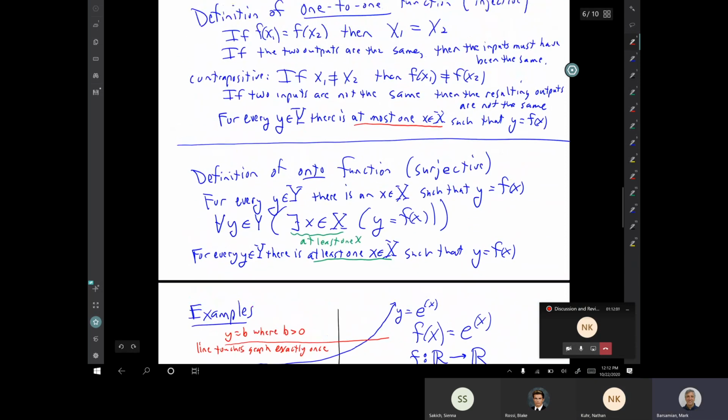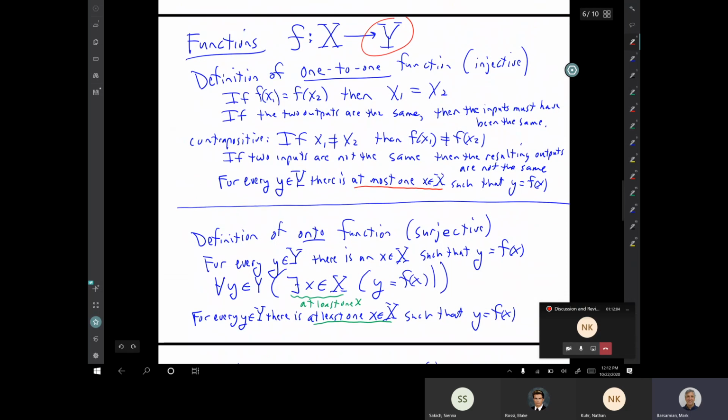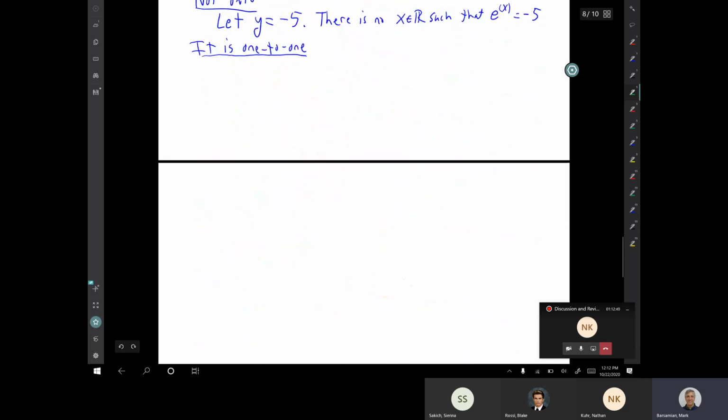So think about this, the definition of one-to-one is for every y in set capital Y, there's at most one x in set capital X such that y equals f of x. The definition of onto is that for every y in set capital Y, there's at least one x. And so if we put those together, a function that is both one-to-one and onto, or both injective and surjective, would be a function that for every y in set capital Y, there is exactly one x in set capital X.